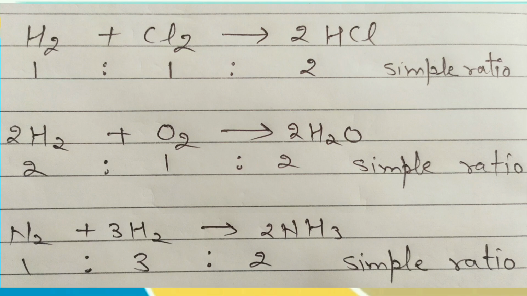Then check the ratio of their volumes. The ratio of the reactants and products when they are in the gaseous state is always simple with respect to each other. We can take some more examples also for this law.